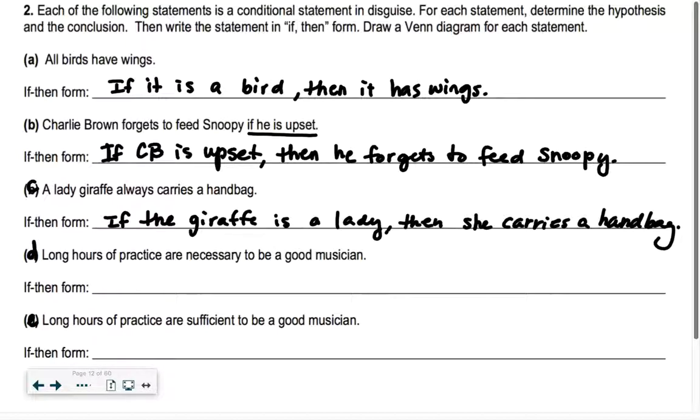All right, so long hours of practice are necessary. I'm going to talk about necessary and sufficient another day because I think it's a weird one, and I had trouble with it when I was in school, and I'm still having a hard time thinking of how to explain it to you guys. So I'll find a way to explain this to you, but we'll stop with those two, and then we'll go on to the next ones.